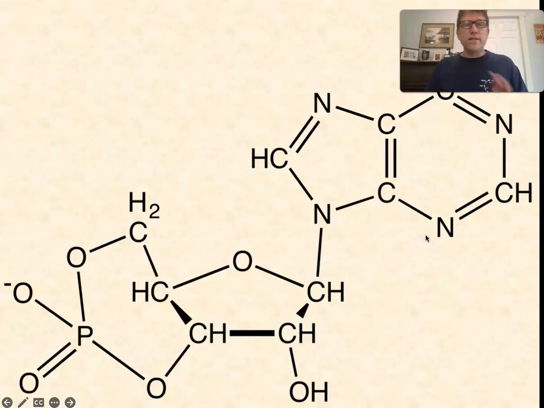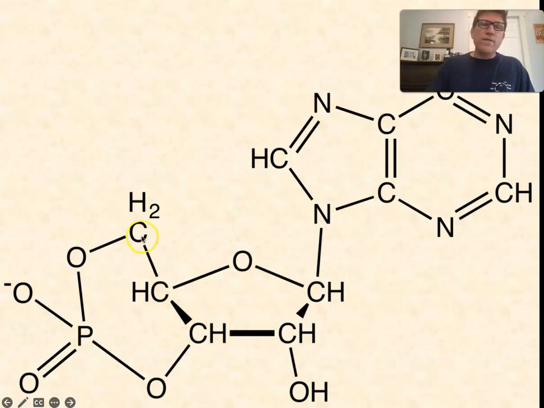This molecule here is cyclic AMP. I just want you to have a visual. So hopefully by now you guys recognize you got a nitrogenous base out here. That's the adenine nitrogenous base. Here we've got a ribose sugar, not deoxyribose because there's the hydroxyl right there, but a ribose sugar.